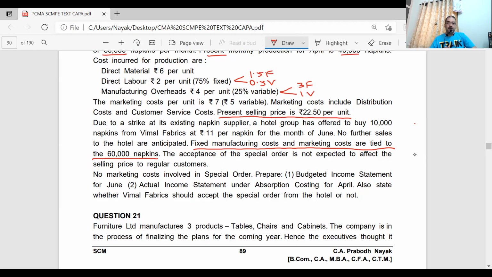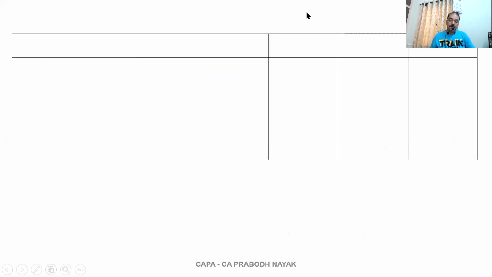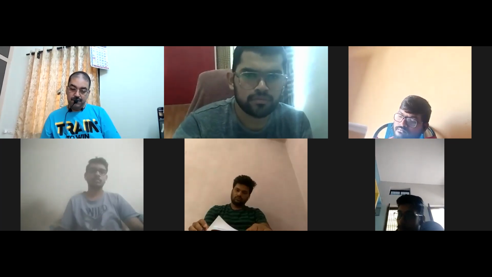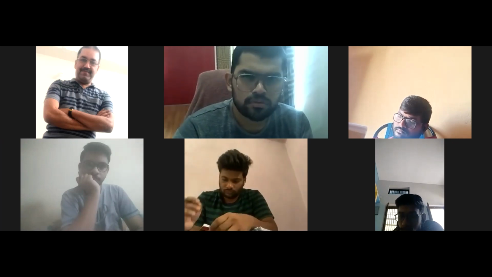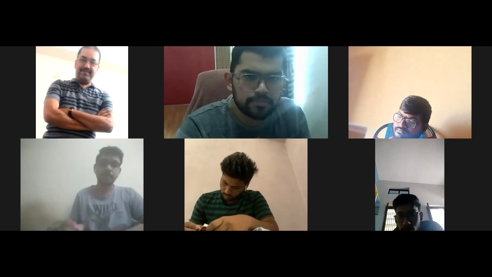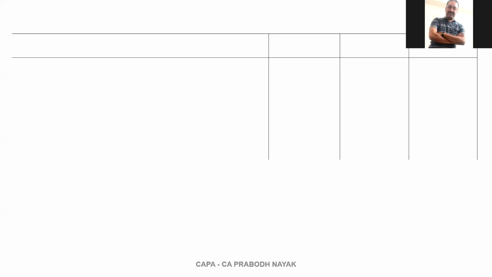Prepare budgeted income statement for the month of June. Actual income statement under absorption costing for April. Also state whether Vimal Fabrics should accept the special order from the hotel or not. So first, let us calculate budgeted income statement for the month of June. Particulars in 3 columns. What are the 3 columns? One for 40,000 units, one for 10,000 units for the additional offer that has been made, and one for total.